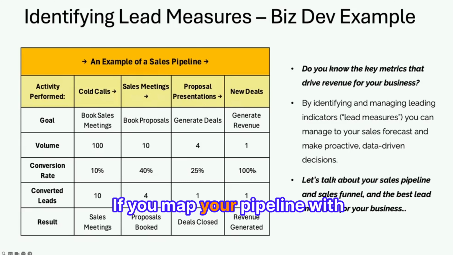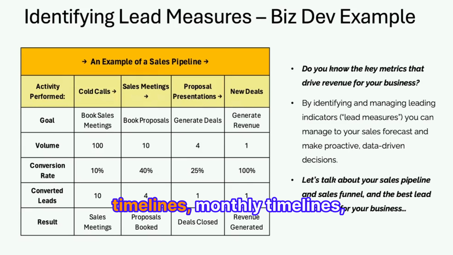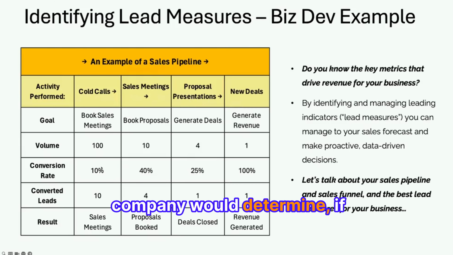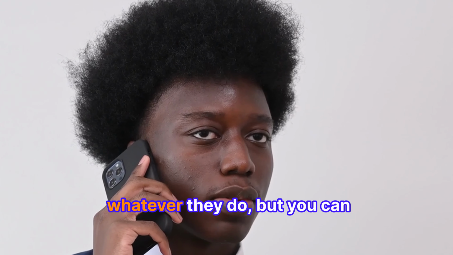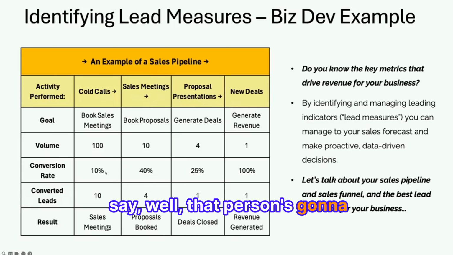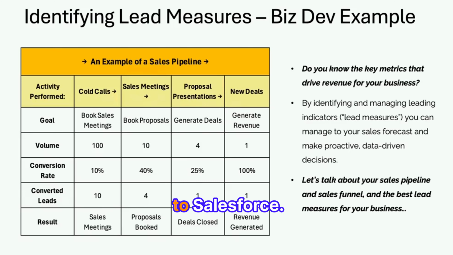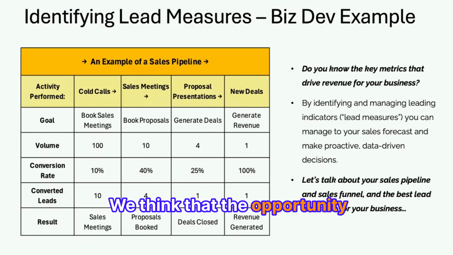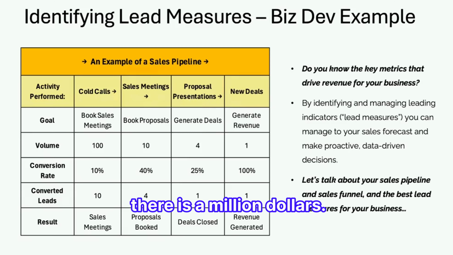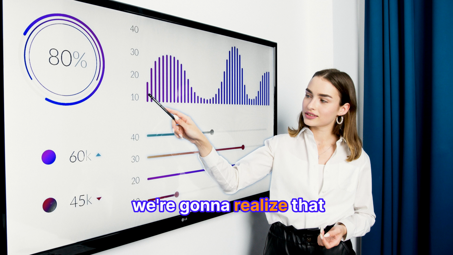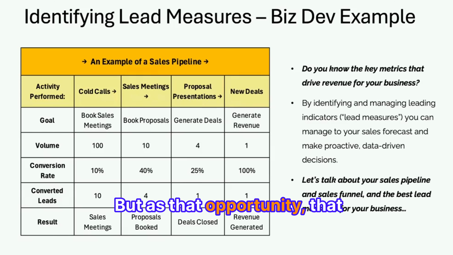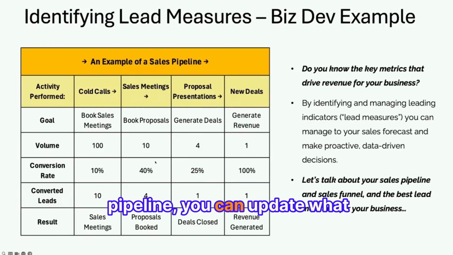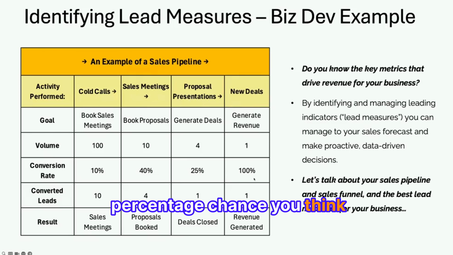If you map out your pipeline with monthly timelines, by salesperson, using these types of conversion rates, the company would determine if somebody makes a cold call, maybe it's an in-person meeting or whatever they do, you can say that person is going to add new client ABC to Salesforce. We think the opportunity there is $1 million, but there's only a 10% chance we're going to realize that $1 million because we've just initiated discussions. But as that client moves through the sales pipeline, you can update what percentage chance you think you're going to close them.